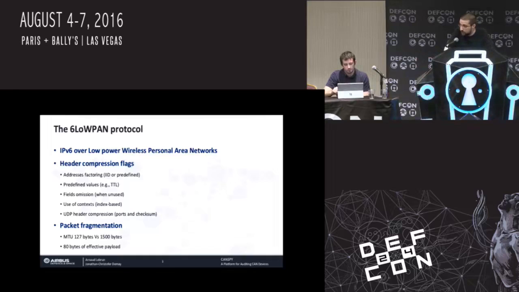Keep in mind also that you have a short maximum transmission unit, only 127 bytes compared to the 1,500 bytes. So the 6LoWPAN protocol also specifies how to fragment and defragment IPv6 packets to 6LoWPAN packets.